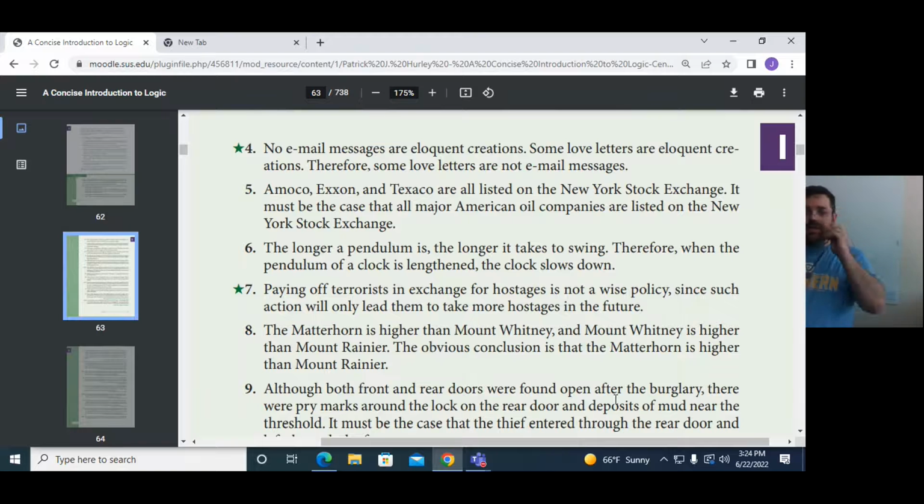Let us pay attention to number 4. No email messages are eloquent creations, premise 1. Premise 2, some love letters are eloquent creations. Therefore, some love letters are not email messages. So this is one of the only few examples that's actually here. Did you find whether or not it's deductive or inductive? Pause to consider. Yes, that's right.